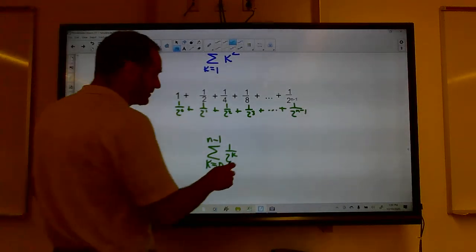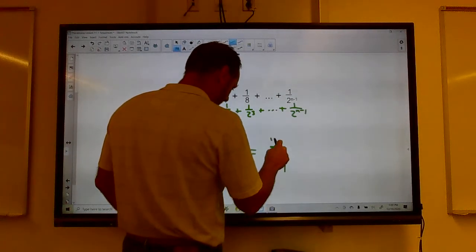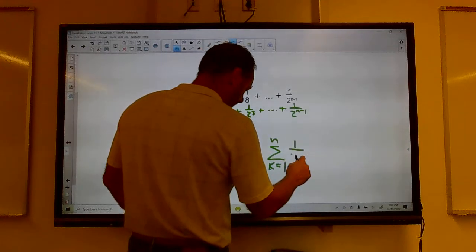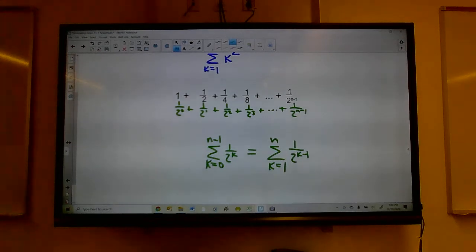I could write this also another way. I could do k equals 1 to n if this is 1 over 2 to the k minus 1 power, like that. That would give me the same thing.